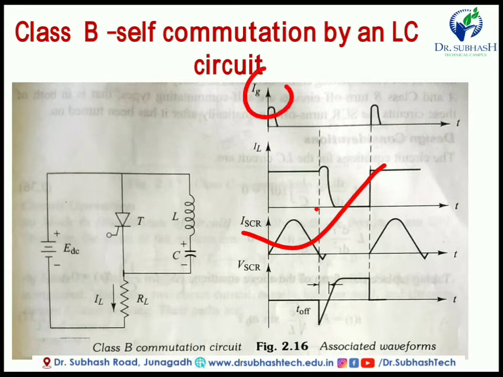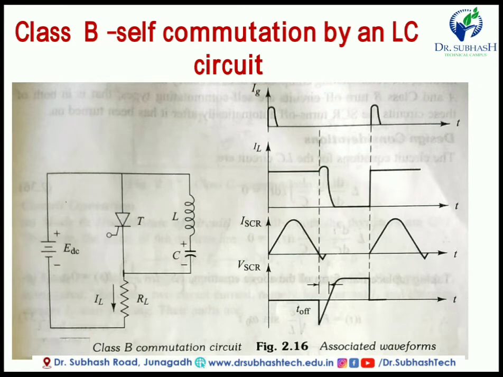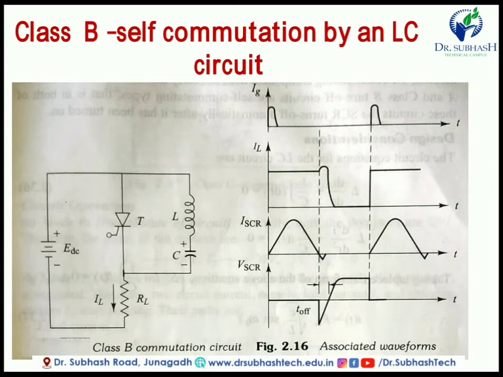Here Ig is nothing but the gate current, IL is the load current, and the current in the SCR and the voltage across the SCR are also given. Now you have to draw this type of waveform for all types of commutation circuits, so we can understand the values of voltage and current.